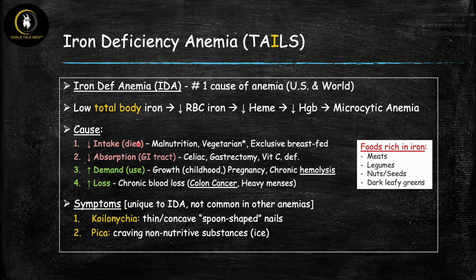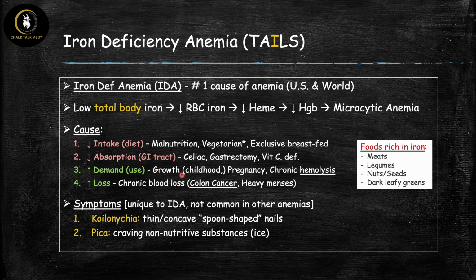So let's start with decreased intake from the diet. This is due to malnutrition or vegetarian diets, or in infants that are exclusively breastfed without any iron supplementation. Decreased absorption is when you have a problem with the GI tract, so you're eating enough iron but you just can't absorb it into the body, and common causes can be celiac or other intestinal diseases, surgeries such as gastrectomy, and then also, since vitamin C is important for absorption of certain types of iron, vitamin C deficiency can also lead to iron deficiency due to problems with its absorption.